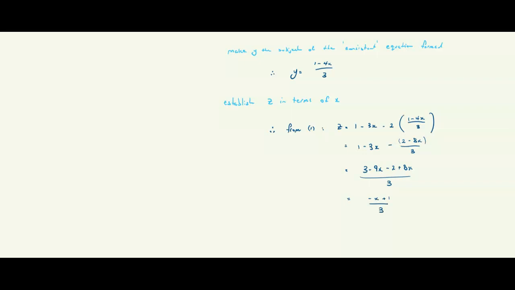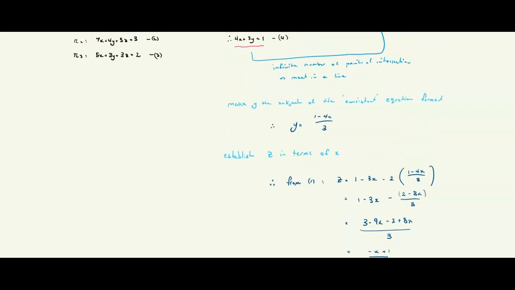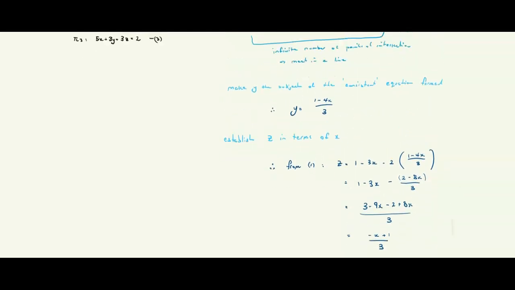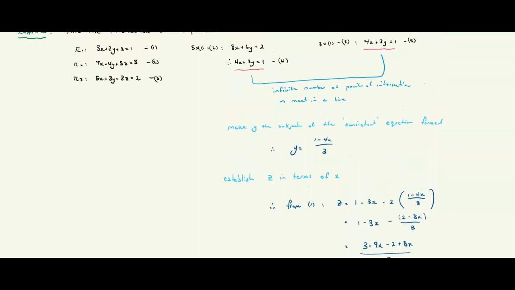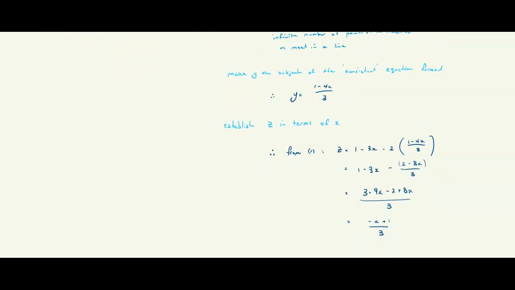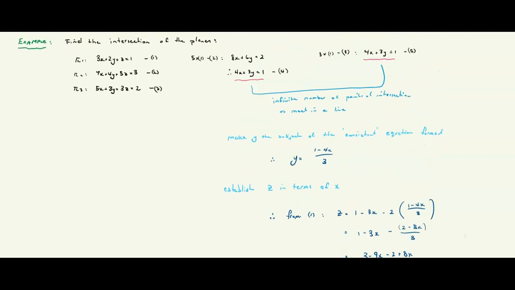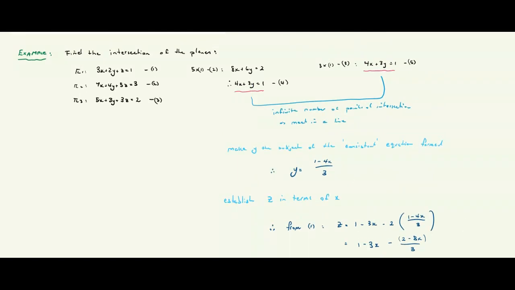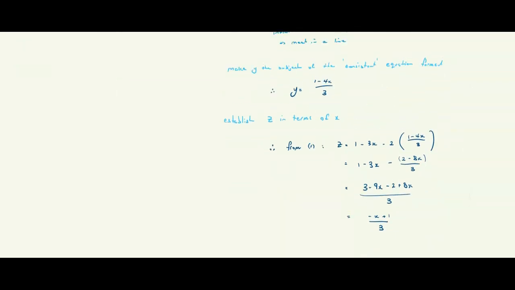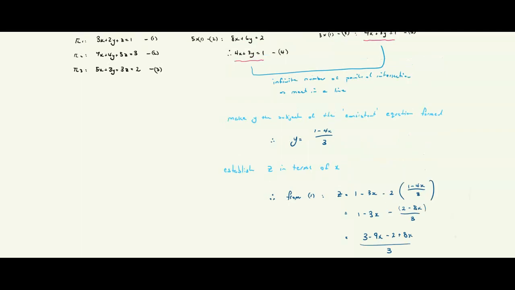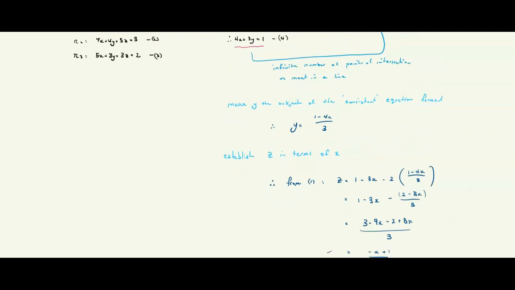Okay, so now I've got z in terms of x, I've got y in terms of x, and I've got x in terms of x. So I'm good to go now. I'm ready to represent my infinite number of points on my line of intersection, my intersecting points for these three planes. So let's do that.